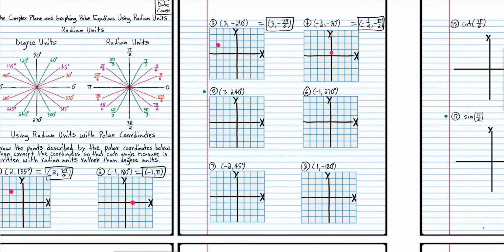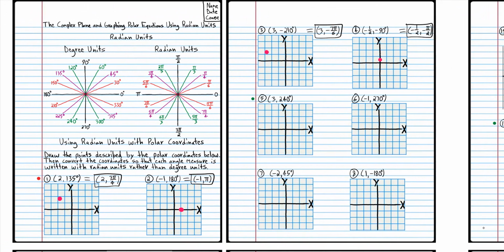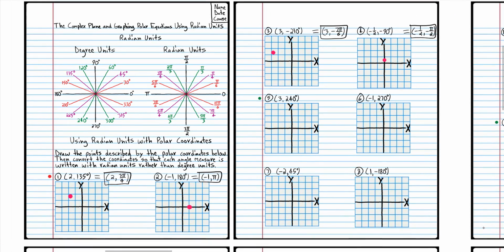Okay, so I want you to try number 5. You can use the information at the left and numbers 1 through 4 to help you. Go ahead and attempt number 5. When you come back, we'll do it together. Alright, we're back.